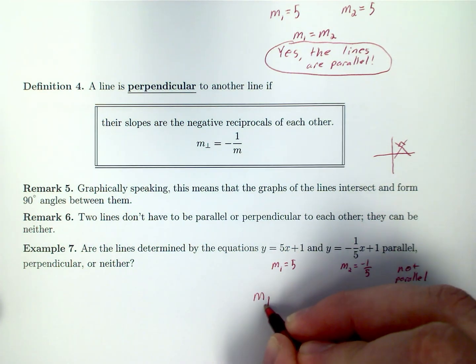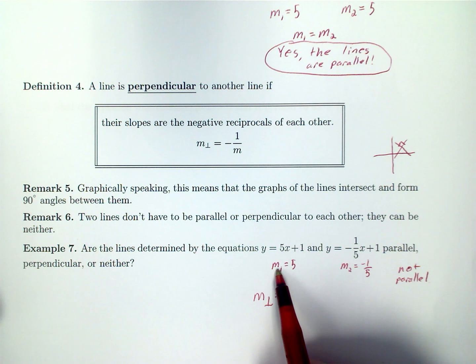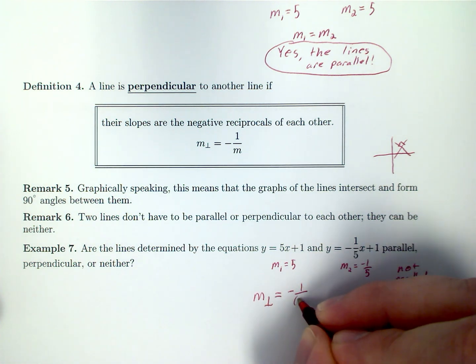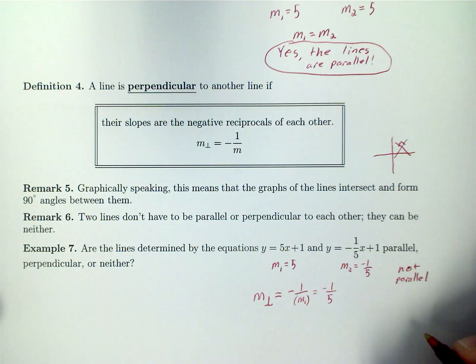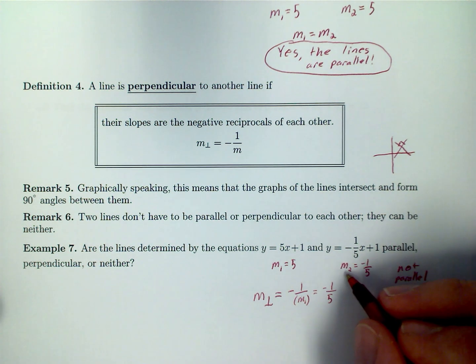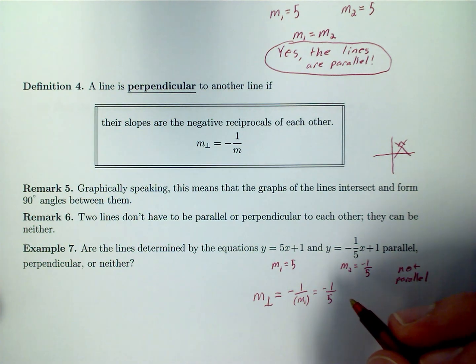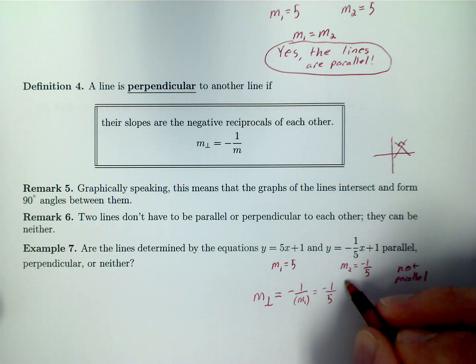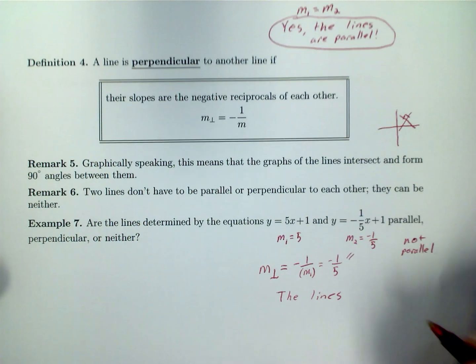Well, the slope of a line perpendicular to the first one is negative 1 over m1. Since m1 is 5, that is negative 1/5, which is exactly what m2 is. So the lines are perpendicular to each other.